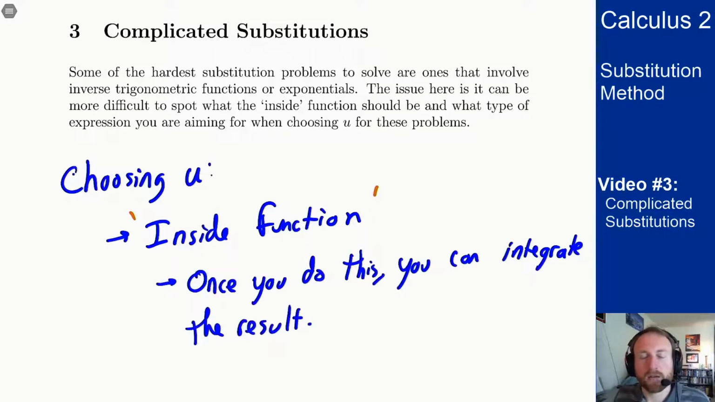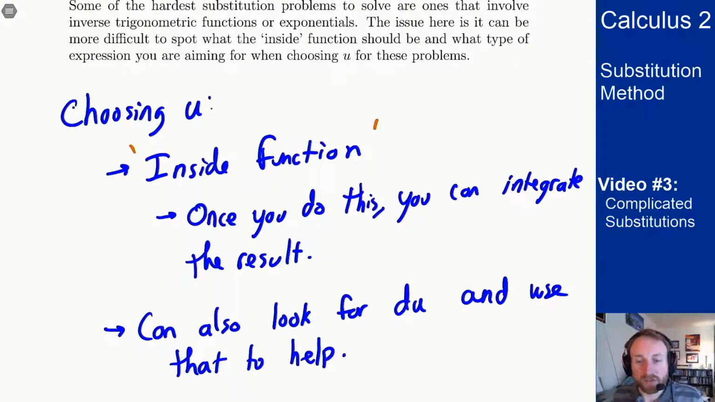However, there are some other situations where looking at du can be more valuable. Looking to see what should du be, what do I have to make my du, and using that as a sort of argument for what you should pick for u. And so one example sort of illustrates this, and we'll see more that more heavily suggests this fact when we do the inverse trig stuff, is the following.